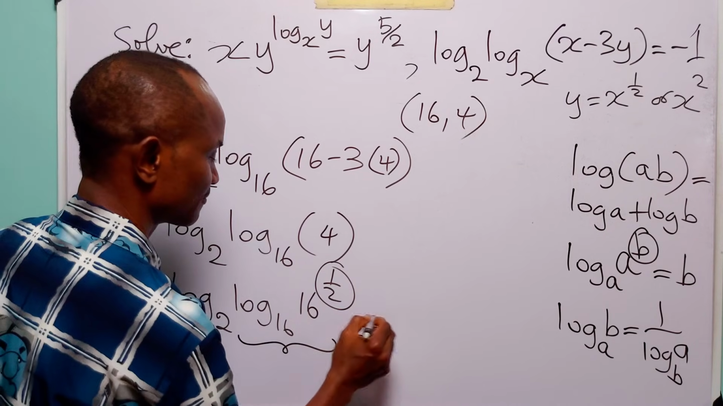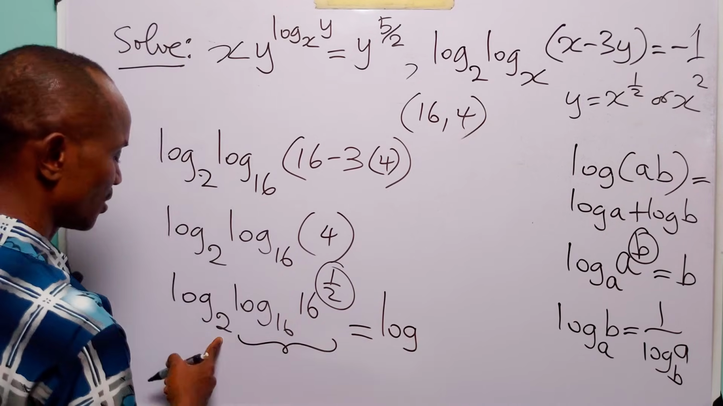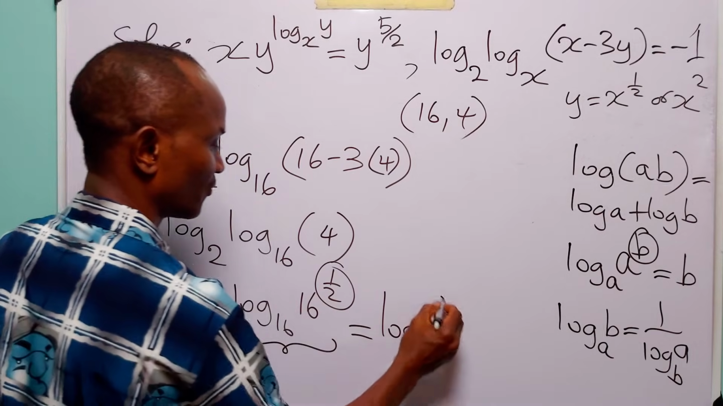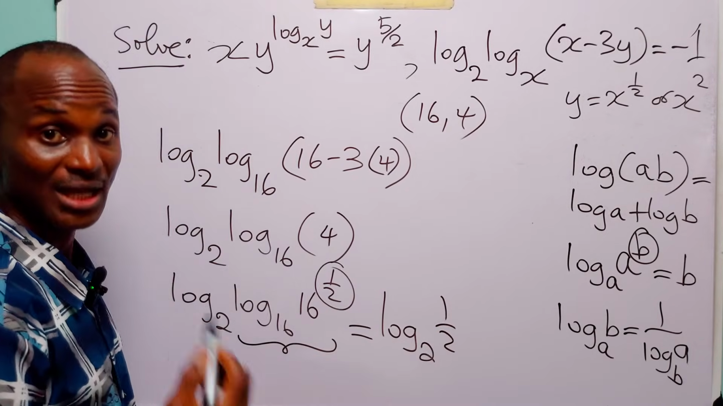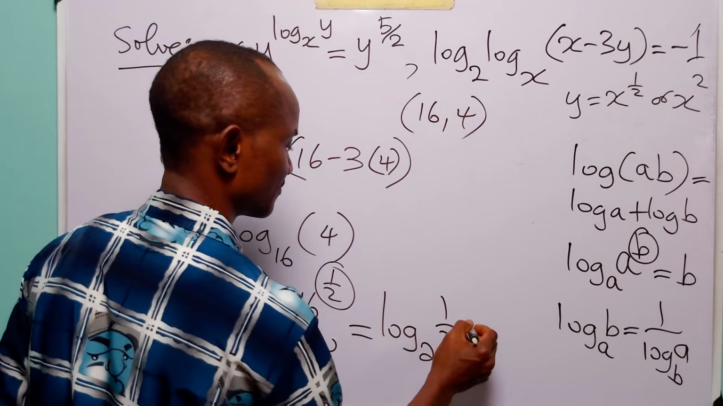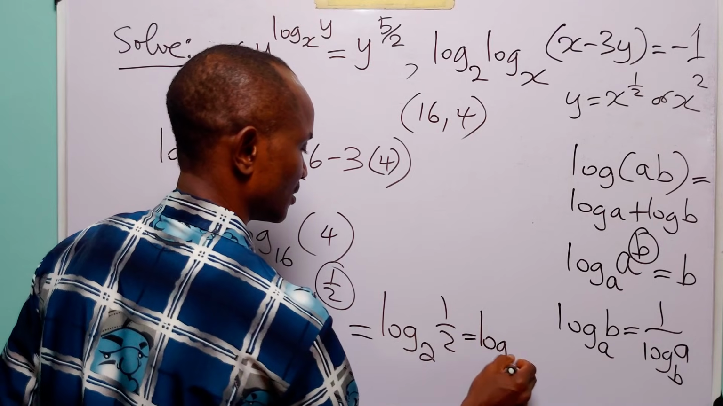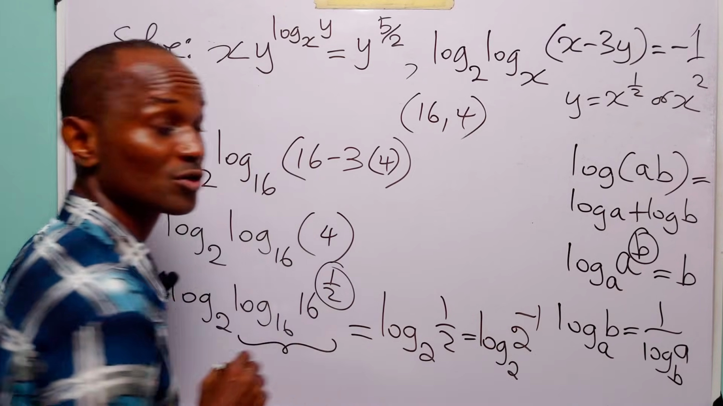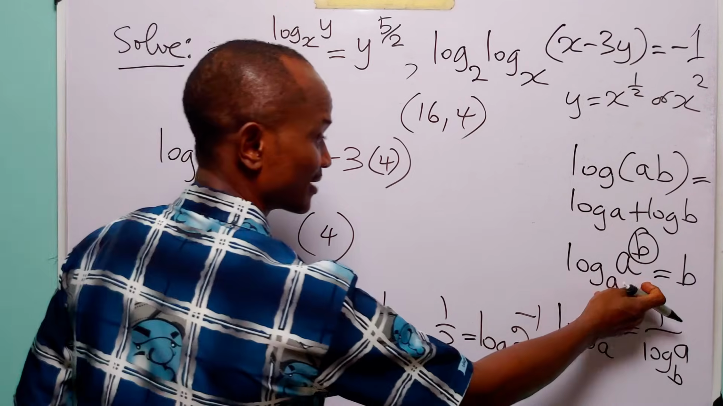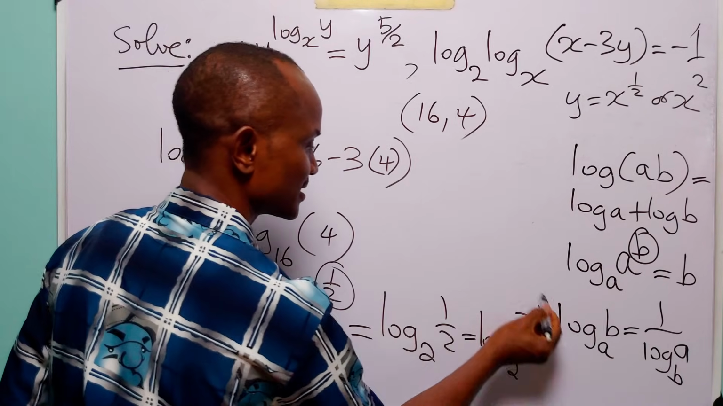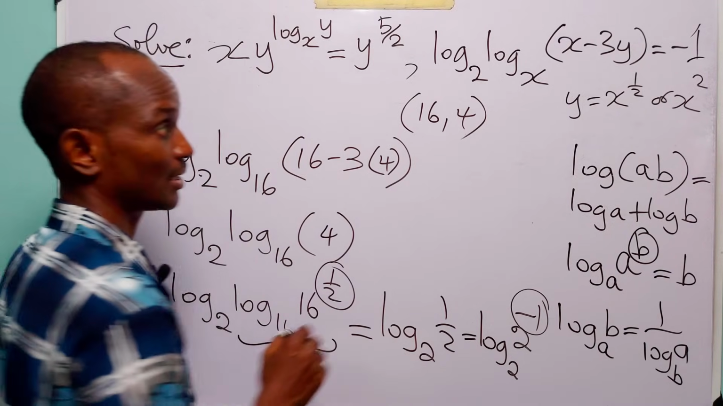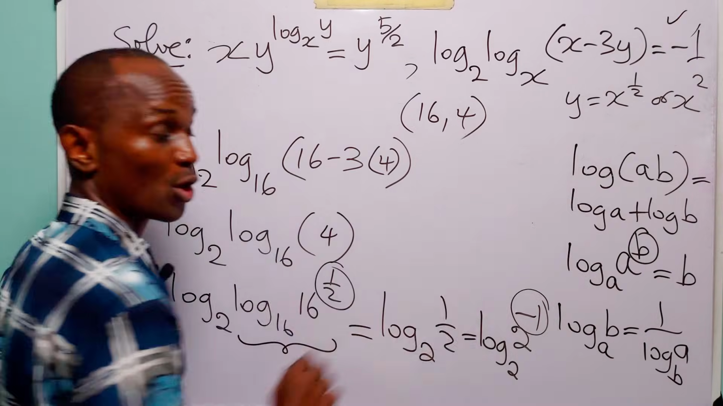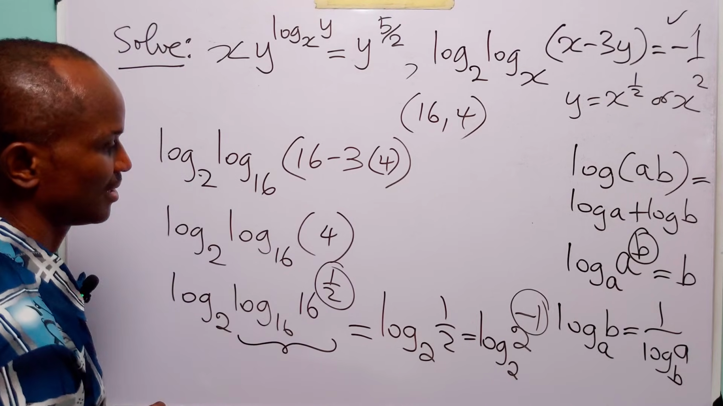So this is log to base 2 of half. But half can be written as 2 to the power minus 1. Once more, going back to this law, you can see that this is simply equal to minus 1, which is exactly what we have on the right hand side.